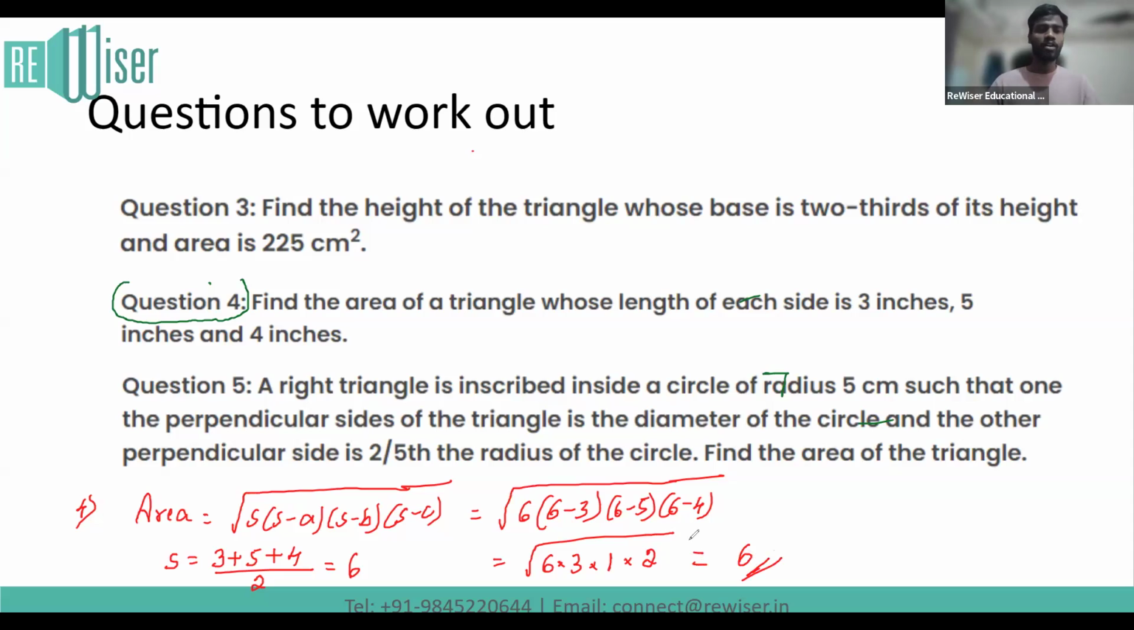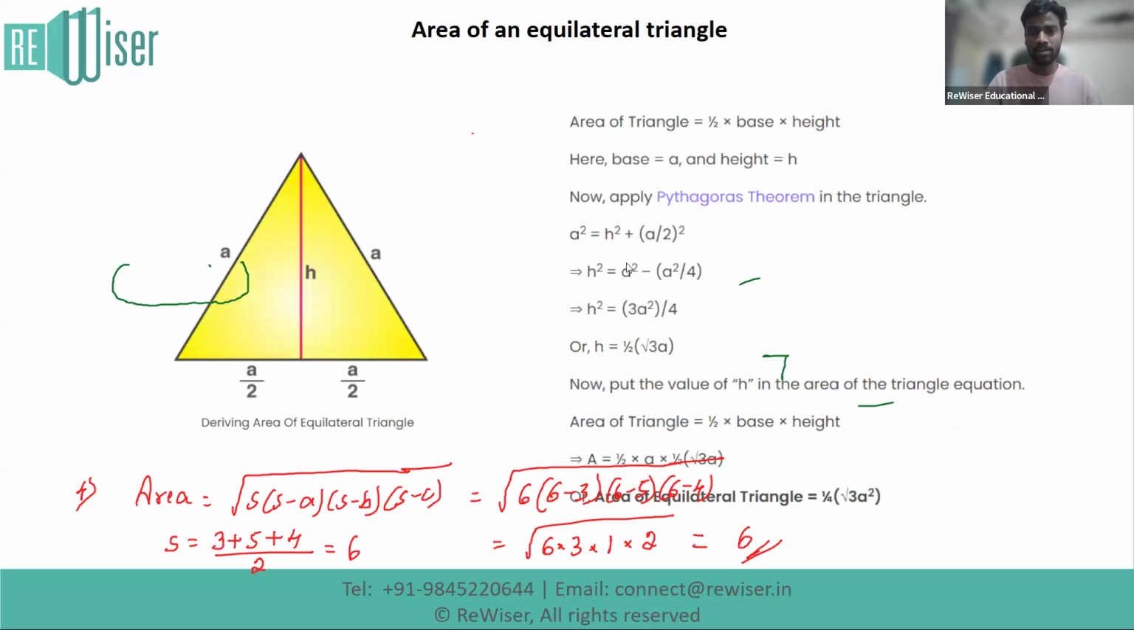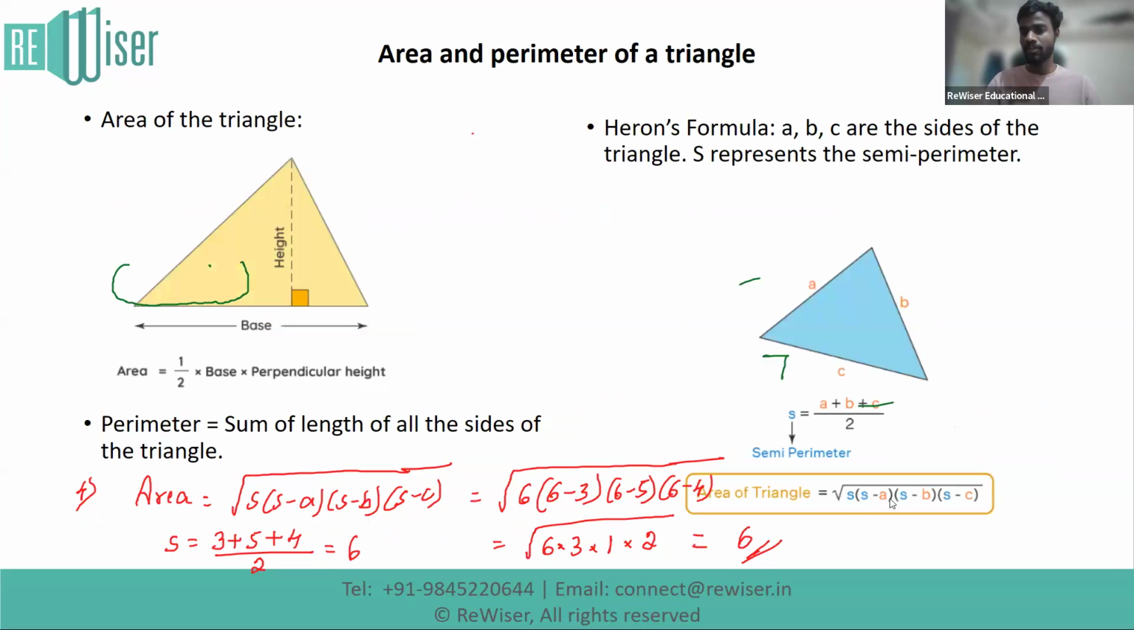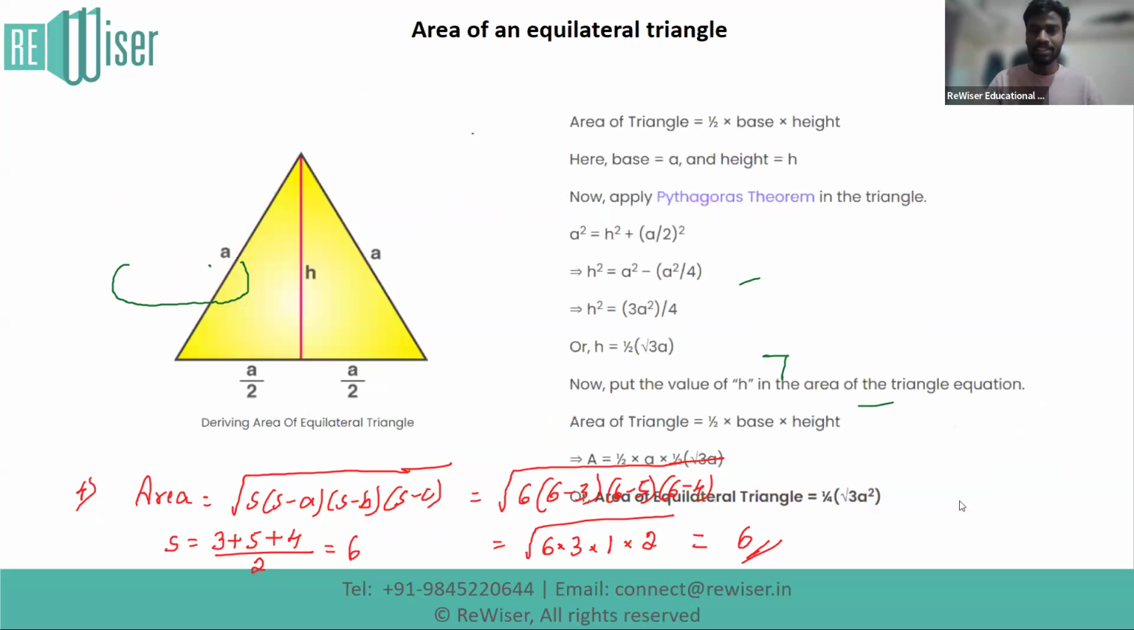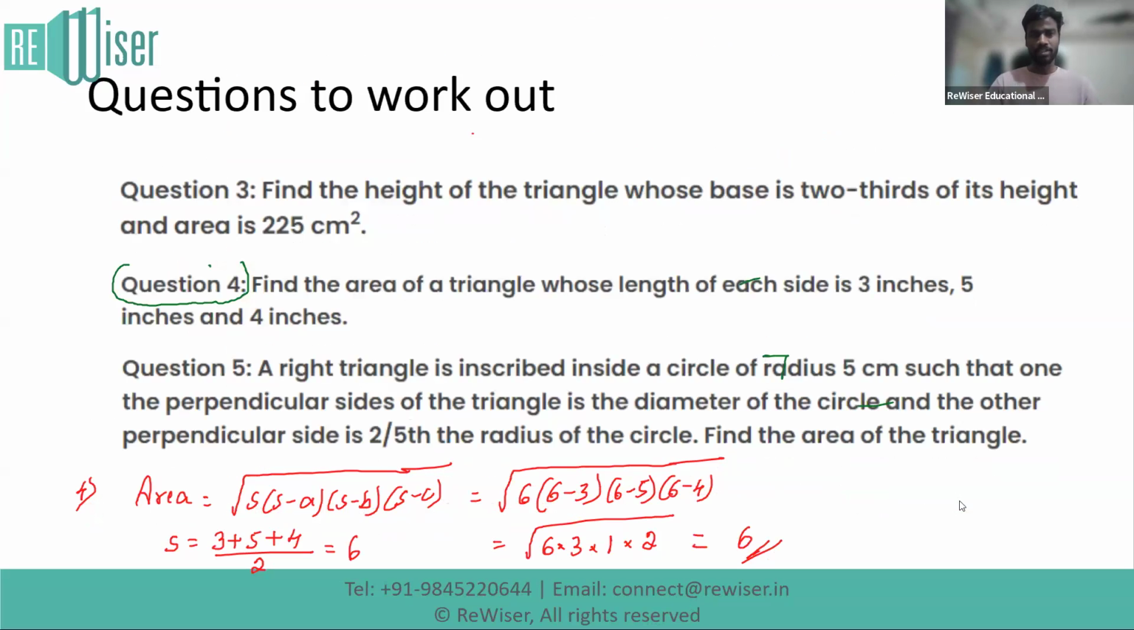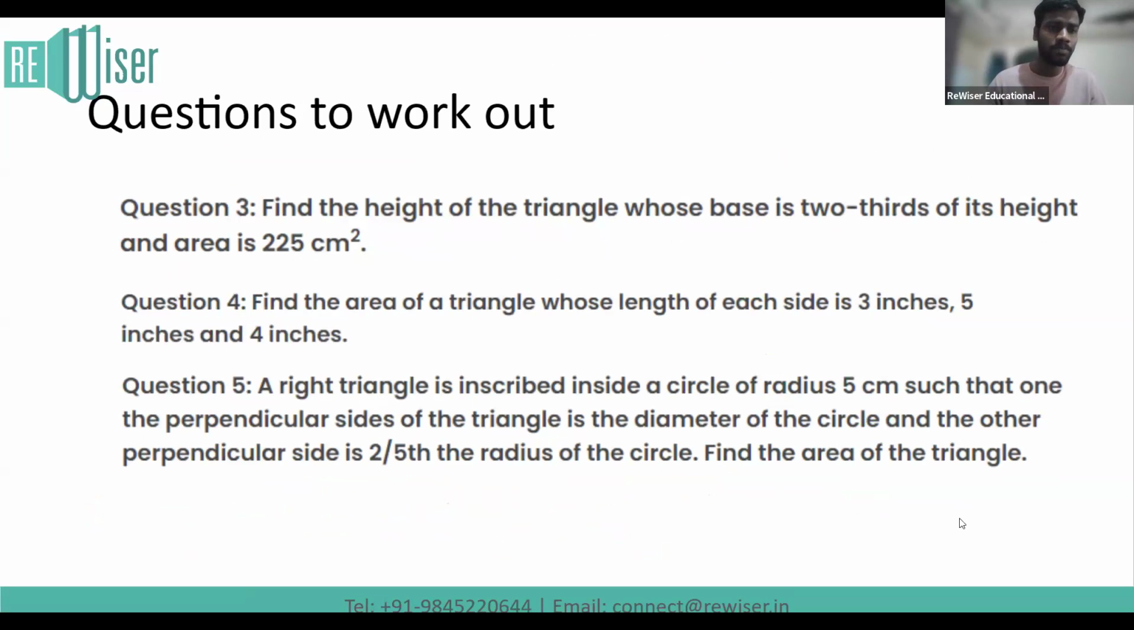So the area of this triangle, the Heron's formula would be the square root of S into S minus A into S minus B into S minus C. That's the formula that we have used to calculate this. And this is the right answer for this question 4. Next, if I move on.